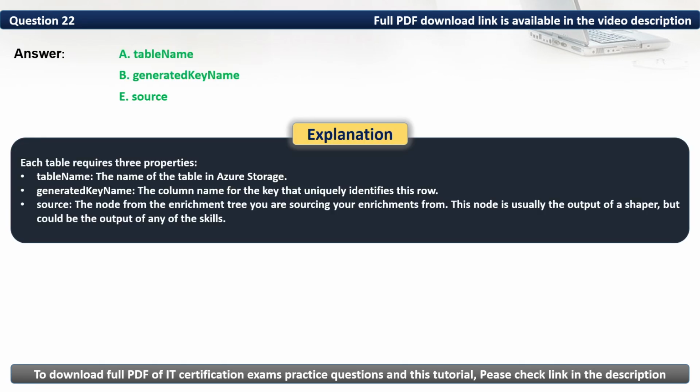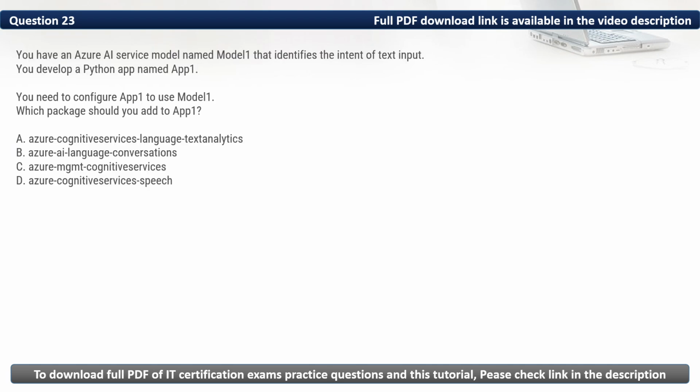Each table requires three properties: table name, the name of the table in Azure Storage; generated key name, the column name for the key that uniquely identifies this row; source, the node from the enrichment tree you are sourcing your enrichments from. This node is usually the output of a shaper, but could be the output of any of the skills.